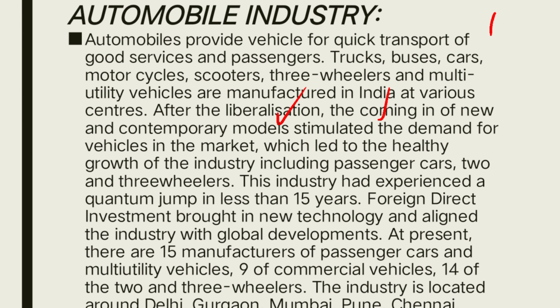It has given a rise in demand for vehicles in the market. This led to healthy growth of this automobile industry, including the passenger cars. We know the cheapest, smallest Nano also.